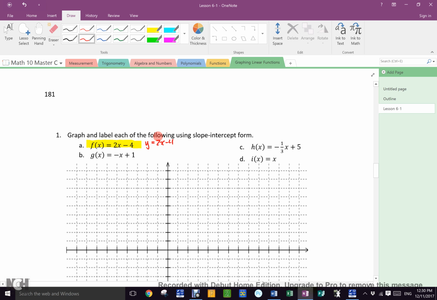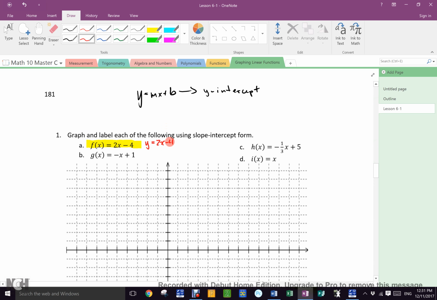Now, does this look like this? Yes. What about this makes it look like that? There's an x. There's a y by itself. There's a constant. So this has all the parts of this, doesn't it? Now we know that that is the y-intercept, don't we? So what does that tell us?